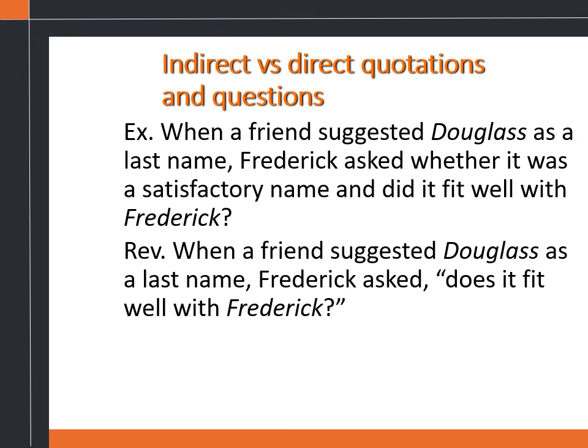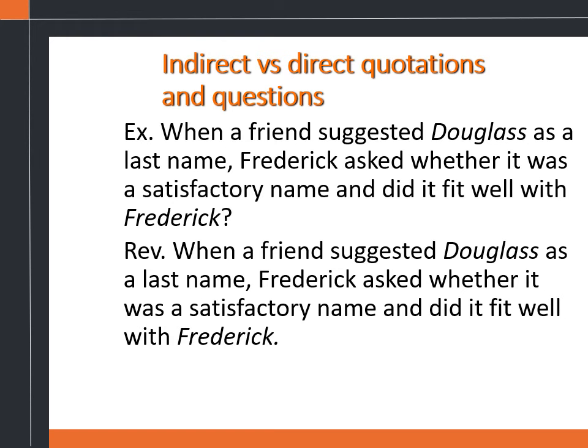So we could make this a direct quotation by adding quotation marks. When a friend suggested Douglas as a last name, Frederick asked, "Does it fit well with Frederick?" Or we could just simply revise the punctuation. When a friend suggested Douglas as a last name, Frederick asked whether it was a satisfactory name and did it fit well with Frederick, removing the quotation mark here and replacing it with a period. Now we're doing a paraphrase here, an indirect quotation, rather than a direct quote.